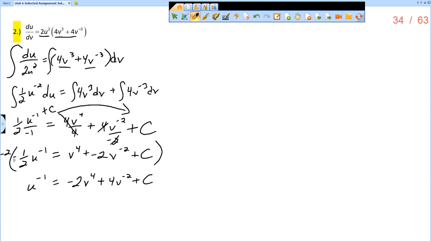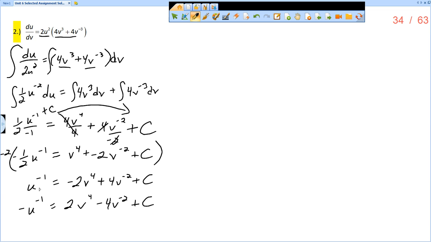Now you'll notice that my answer actually has a negative on the left side, so negative u to the negative first, and then positive 2v to the fourth minus 4v to the negative second, and then of course plus c. Remember, you don't have to multiply the c by negative 2 or by negative 1, because this is still just an arbitrary constant. So any of these answers are all the same. They're all equivalent, just different versions.